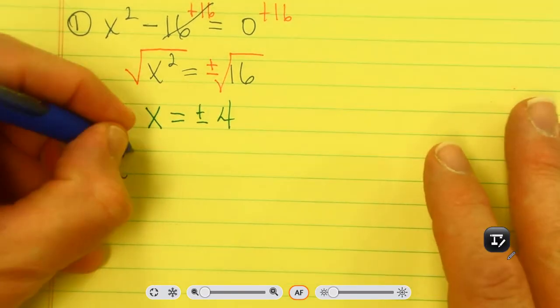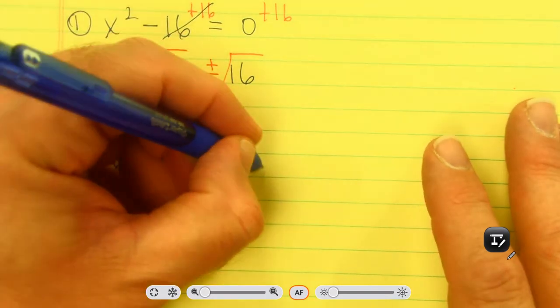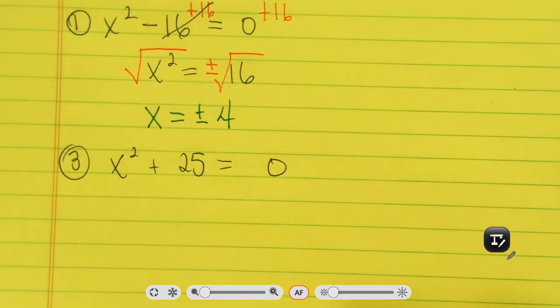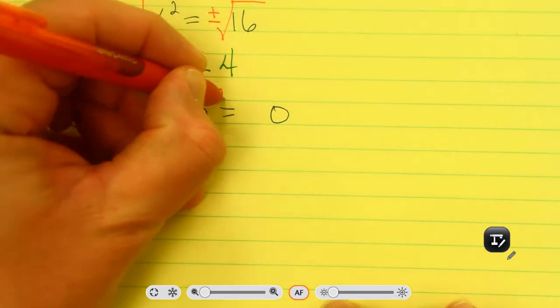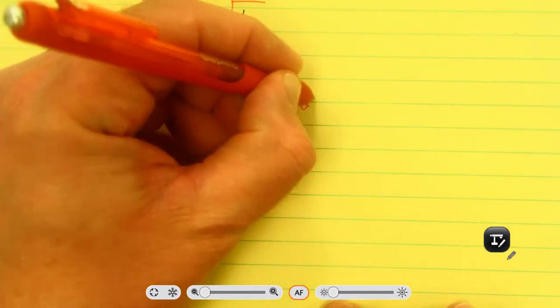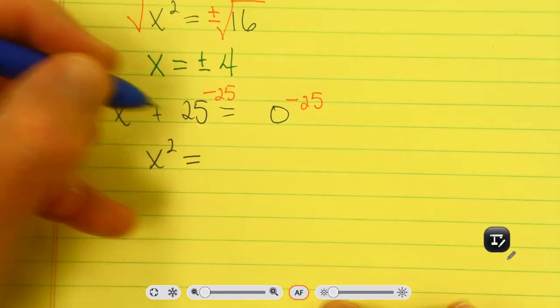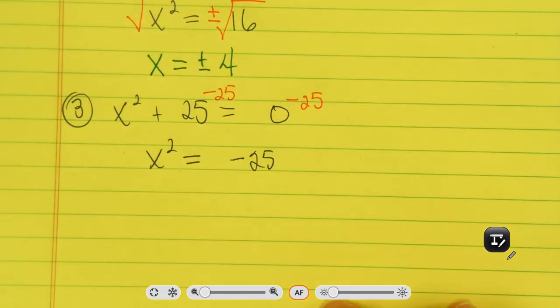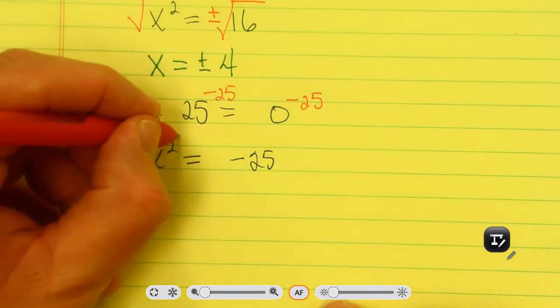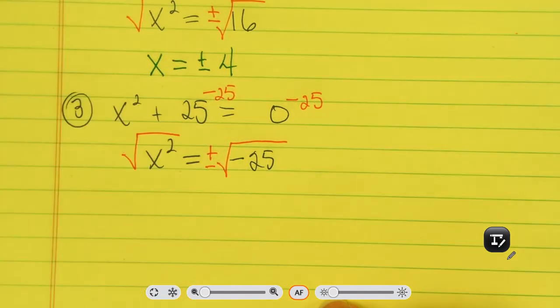x squared plus 25 equals 0. What's my first step? Okay, so we'll subtract 25 from both sides, and I'll get x squared equals negative 25, because 0 minus 25 is negative 25. Take the square root of both sides. It'll be plus or minus the square root of negative 25.